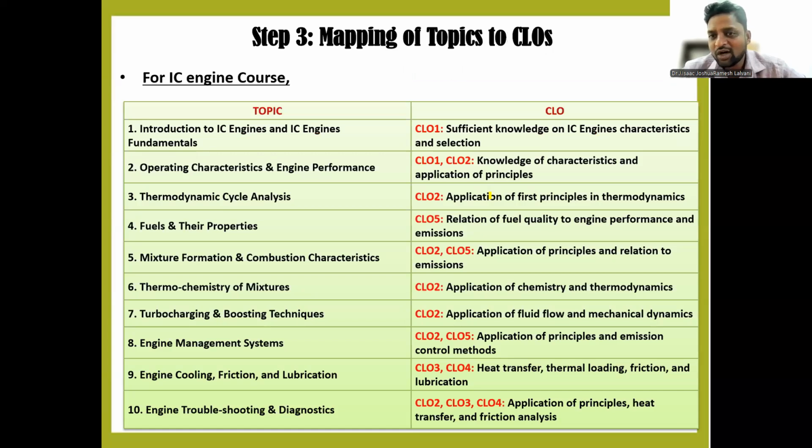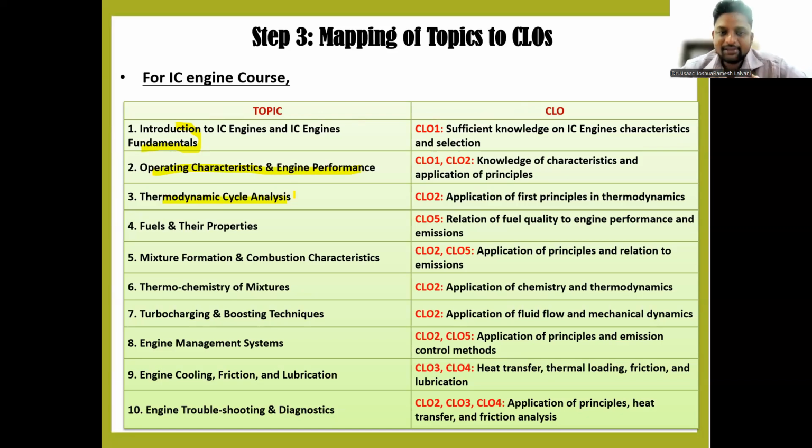The course learning outcomes are already in your curriculum, and the topics under them are also outlined in your harmonized curriculum, and whatever topics you are covering, you know the particular subject. For example, for the IC Engines course, I have taken the course learning outcomes and topics directly from the curriculum. The topics are: introduction to IC engines and IC engine fundamentals, operation characteristics and engine performance, and thermodynamic cycle analysis. We have to decide which course learning outcome each of these satisfies.